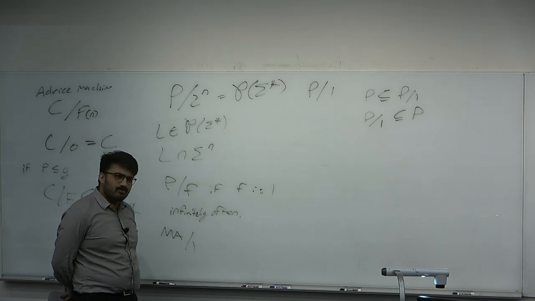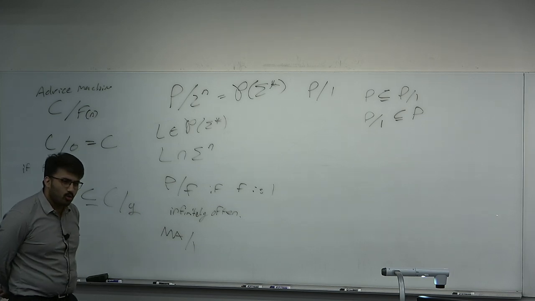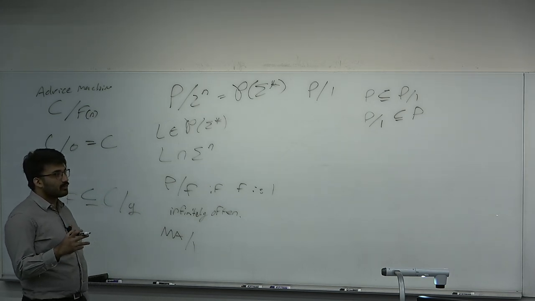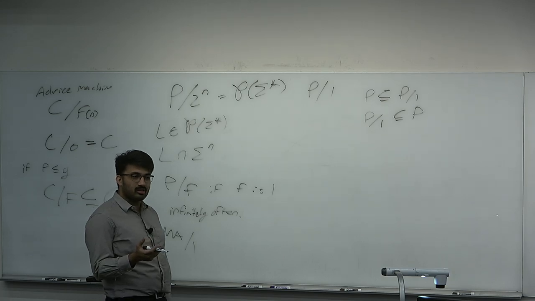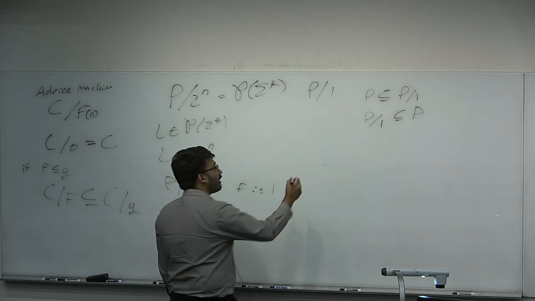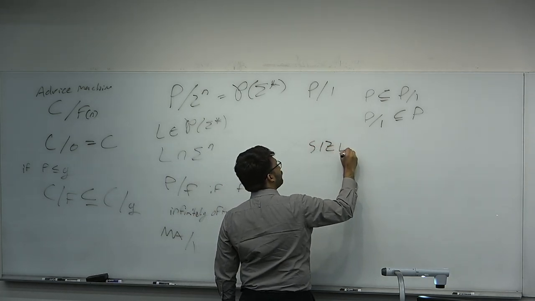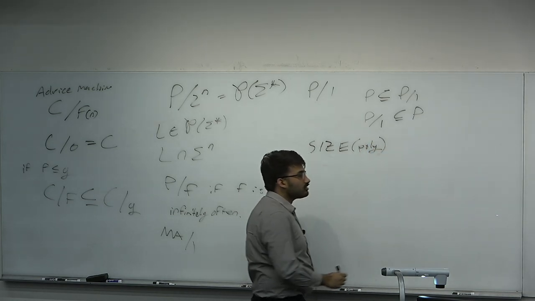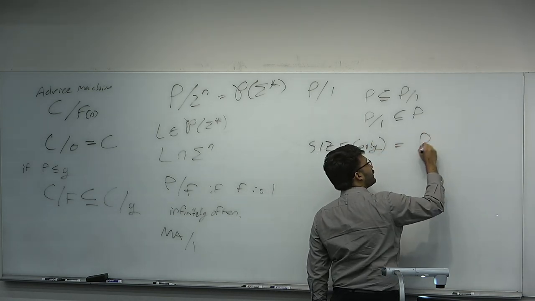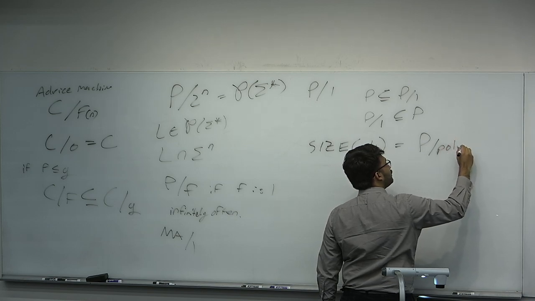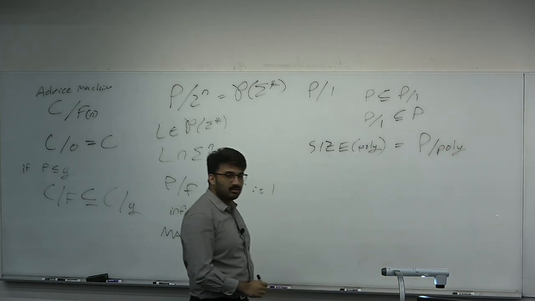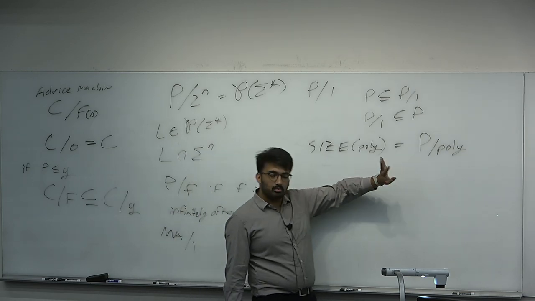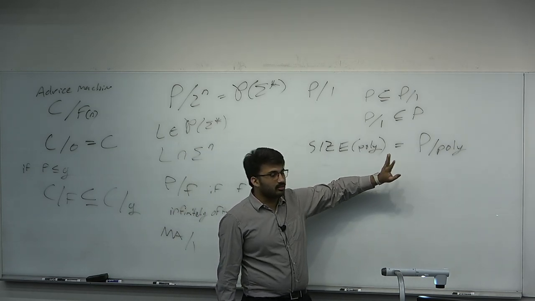The reason I'm bringing up advice machines is that we are concerned with polynomial-sized circuits. But the notation we use for polynomial-sized circuits is not in fact size poly. It turns out that size poly, which is polynomial-sized circuits, is actually equal to the class of languages of polynomial time advice machines with polynomial advice. This is surprising. I don't expect a right answer on this.